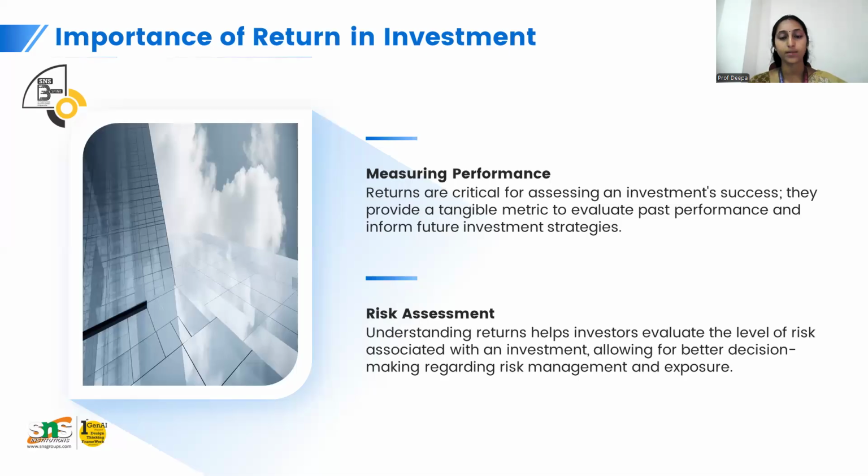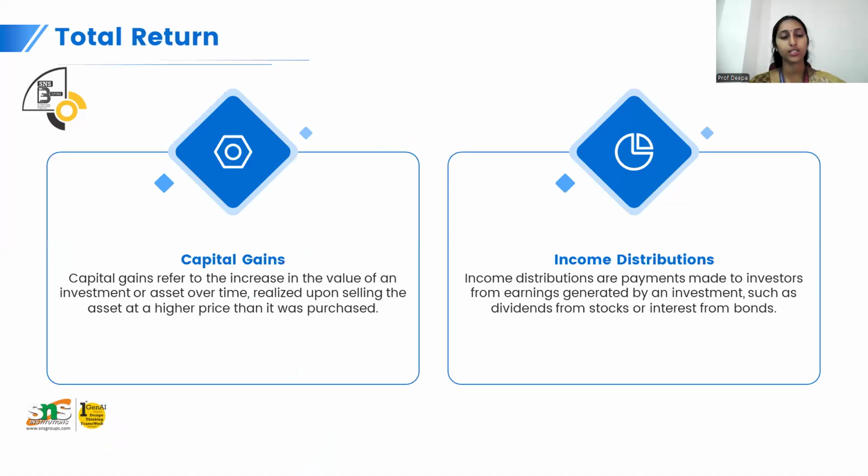Next, types of return: capital gains and income distributions. Capital is the investment, and gain is the appreciation. Capital appreciation or capital gain, both are the same. It refers to the increase in the value of the investment. If you invest 1 lakh and get back 1 lakh 50, there is a capital gain over a certain period, after 1 year, after the second year, whatever.